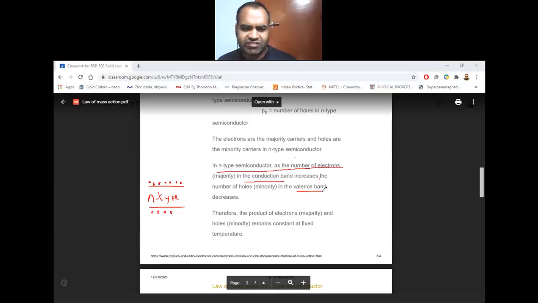So in n-type, the name n stands for negative type semiconductor. Negative type semiconductor means the majority charge carriers are the electrons, and p-type means just the opposite, where majority charge carriers are the holes. Okay, I hope you have understood this. Therefore, the product of electrons, majority, and holes, minority, remains constant at fixed temperature. Okay, that is the thing.